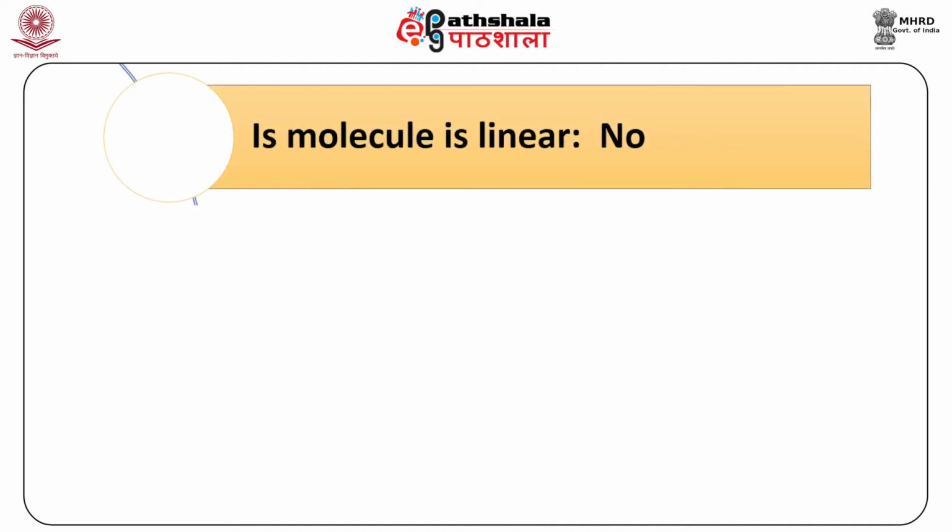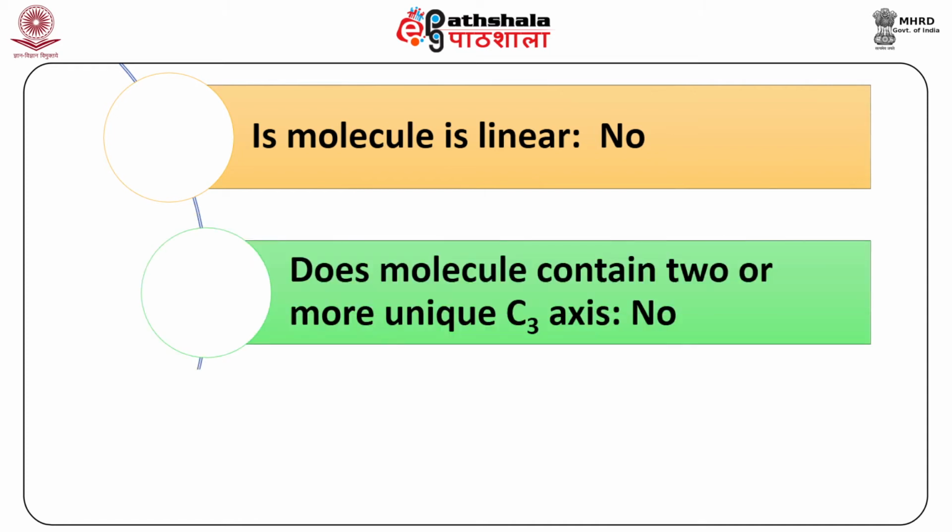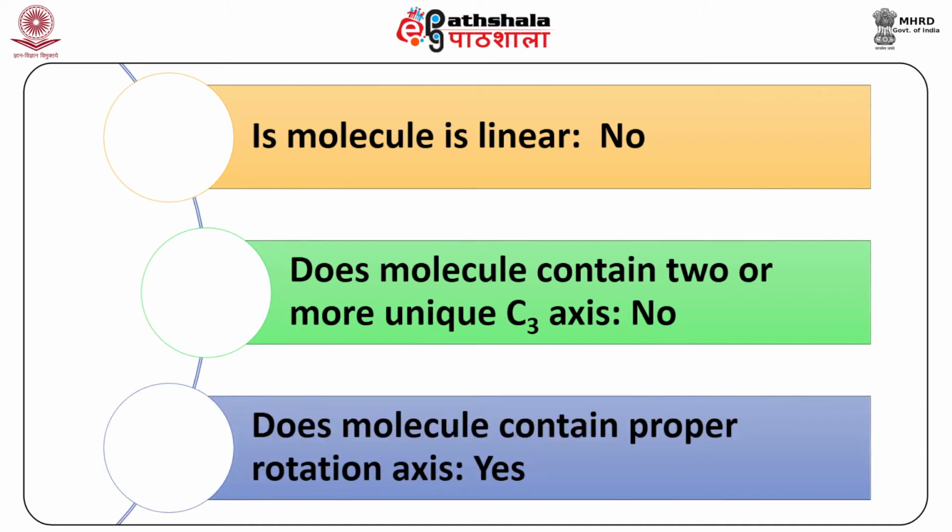So, the first question again would be linearity in the molecule. No, it is a V-shaped molecule. Does the molecule contain two or more unique C3 axes? No, it contains C2. Does the molecule contain a proper axis of rotation?